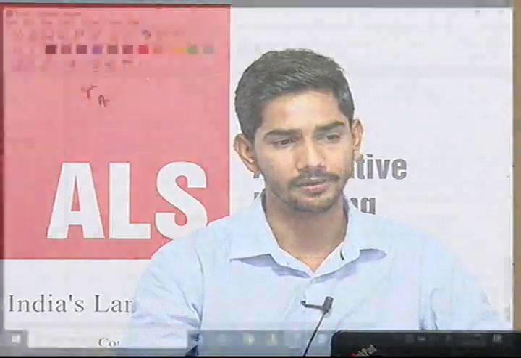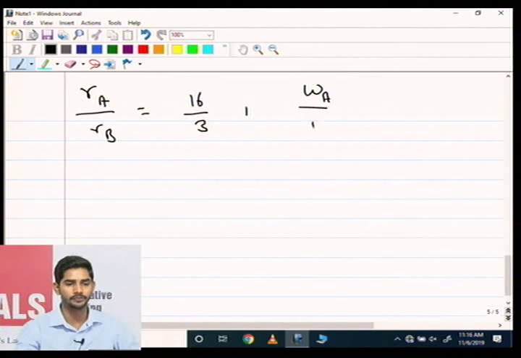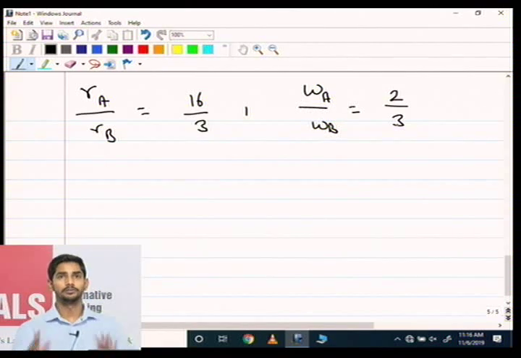Remember one thing, whenever you're solving a numerical, first of all, mark the given things which are available in the question. Like in the question, rates ratio is given to us, which is 16/3. Other than that, weight ratio is also given to us, which is 2/3. Now, the option says either we have to calculate the molar mass ratios or the moles ratio. So I'll suggest start with the molar masses.